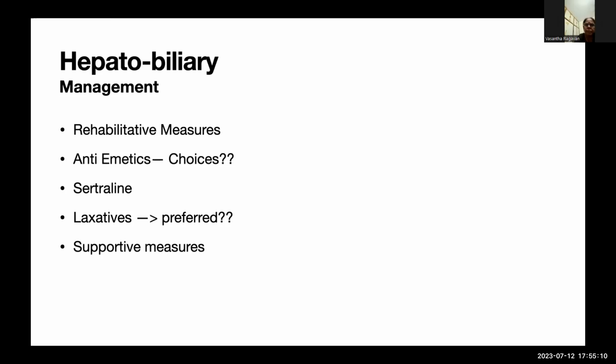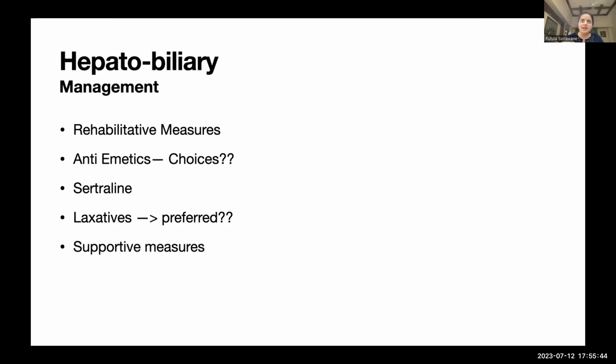No, so sertraline is specifically for pruritus. So it's not for ascites. Ascites you will have to either... If it is not a malignant ascites that the patient is having, your diuretics might be beneficial in those patients. If it is a malignant ascites, a combination of diuretics or steroids. So DEXA might be helpful in those patients.